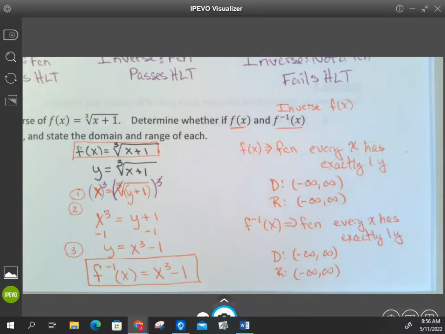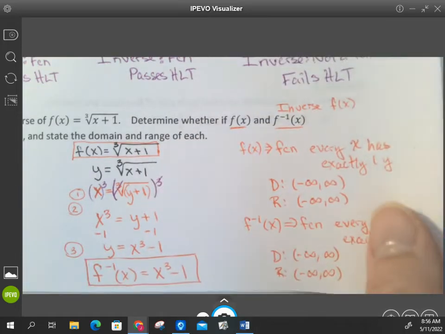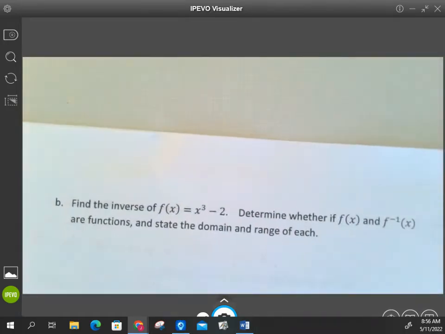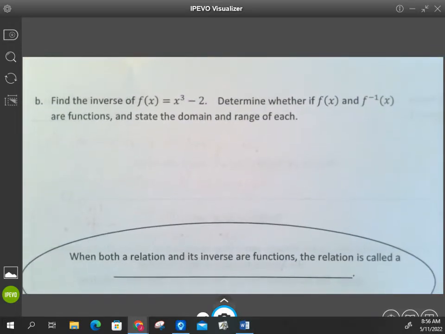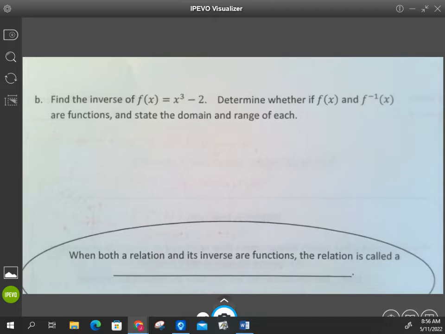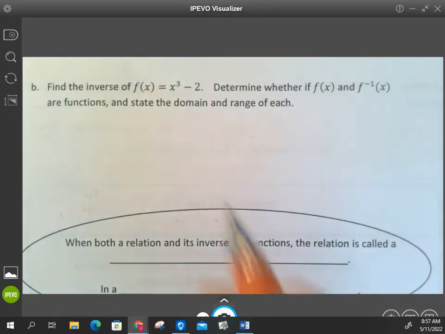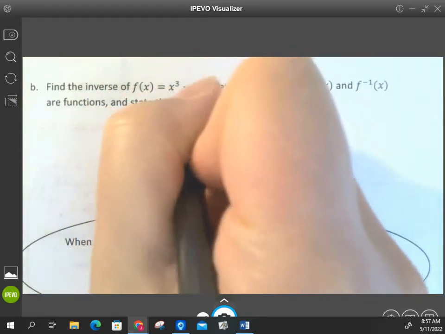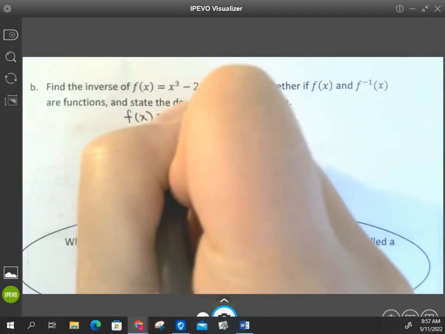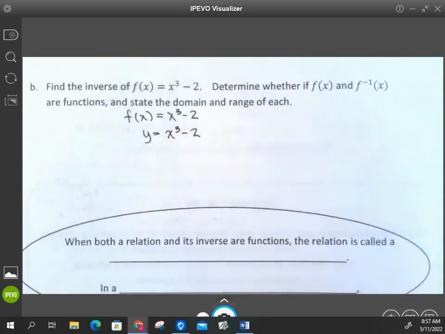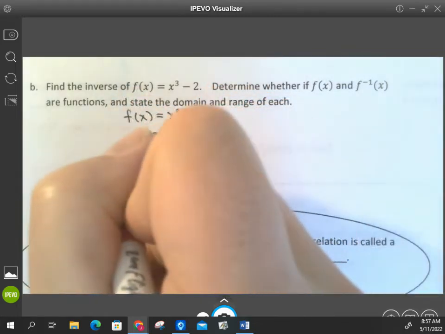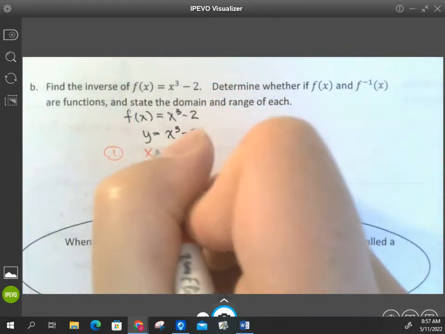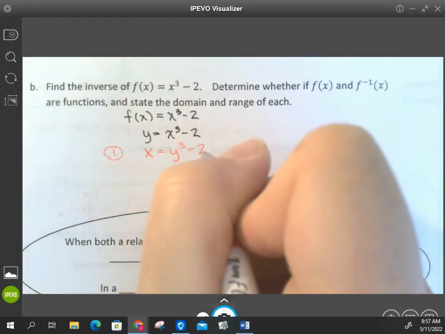You will talk a lot more about domain and range in calculus and pre-calculus, okay? All right, ready? So find the inverse of this, very similar idea, and then determine if they are functions and give the domain and range. Okay, so the original was f of x equals x to the third minus 2. Now I'm going to rewrite that as y equals. You could skip one of these steps and just jump in, but I want to remind you this is y equals. Step 1 to finding the inverse is to switch your x and your y.